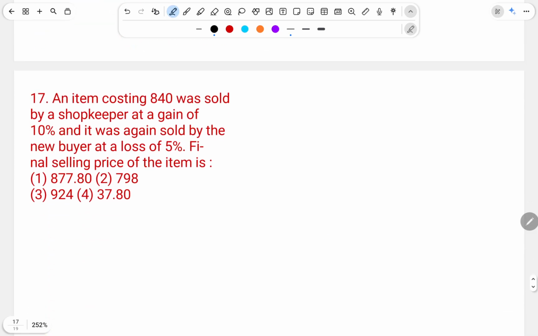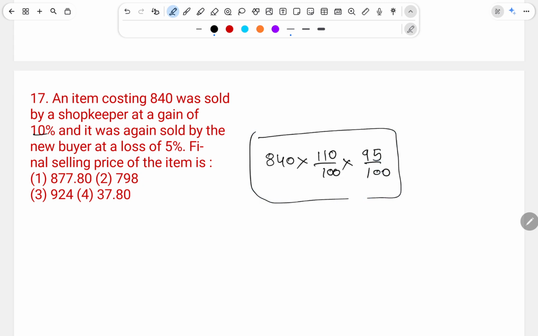An item costing 840 was sold by a shopkeeper at a gain of 10% profit, and it was again sold by the new buyer at a loss of 5%. The final selling price is, this is the CP. First it is sold at 10% profit, means 110 by 100. Now the resultant value is sold at 5% loss, which will be 95 by 100. Calculate this, put the answer.